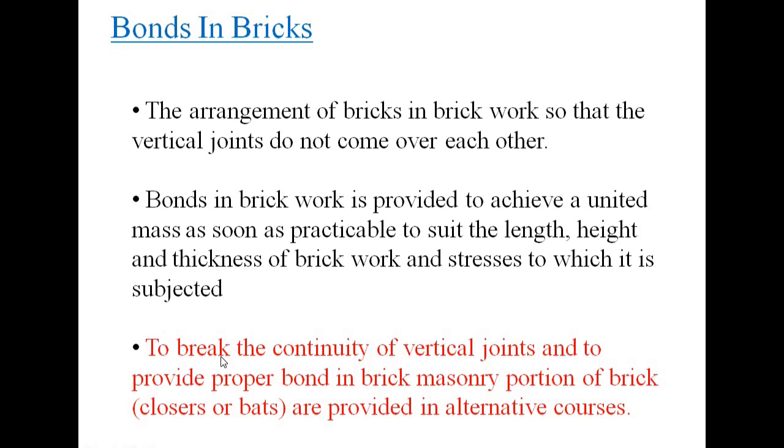Next, to break the continuity of vertical joints and to provide proper bonds in brick masonry, portions of bricks, closures and bats are provided in alternate courses. This is very important to avoid vertical straight joints, or to join the corner of two bricks. We need to use closures and bats, as we have already seen in the previous slides.